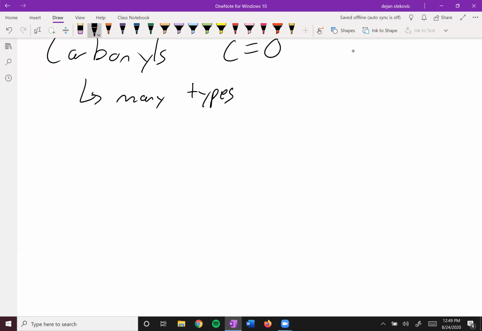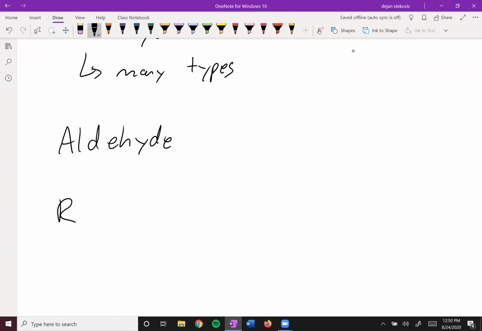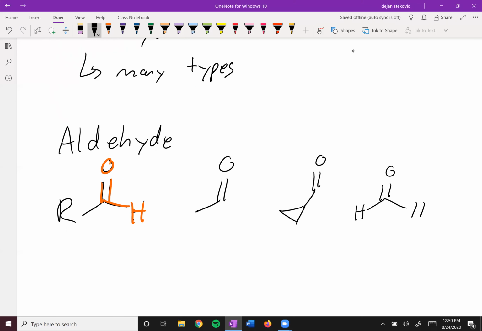First up, we have an aldehyde. An aldehyde, we have some kind of R group here. This can be carbon or hydrogen. We're doubly bonded to our CO bond, and then we have a hydrogen on one side, at least one side. It can be on both, or it can just be on one side. So for example, there's an aldehyde, there's another aldehyde, and then the simplest aldehyde you can have is with two hydrogens on both sides.